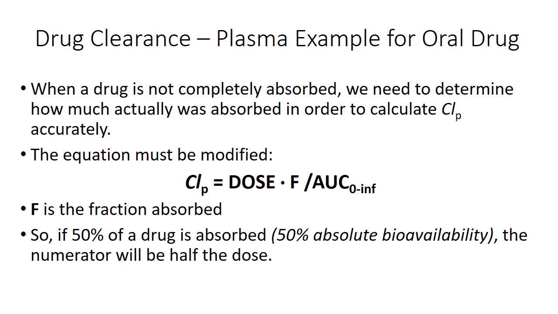So if we had 50% absorbed, right, and the rest of it just goes out through the feces and doesn't get absorbed, then that would be an F of 0.5, right? So you'd essentially have half of your dose in the numerator, and that would be divided by the area under the curve, and it's that simple. It's actually pretty easy. So just remember, if it's an oral drug, you need to know how much of it is absorbed to even do the clearance calculation.